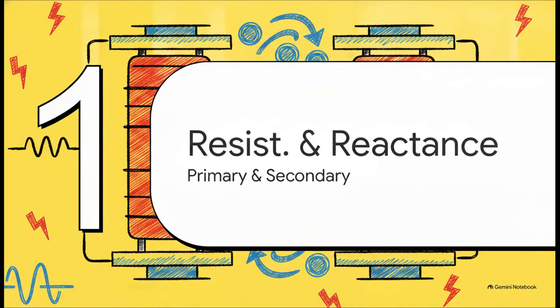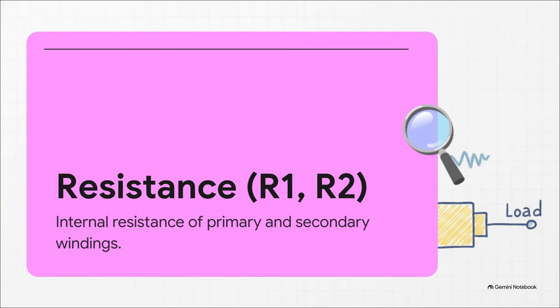All right, Section 1, Transformer Resistance and Reactance. Think of a transformer as essentially two separate electrically isolated windings. Now, every real-world transformer has some natural resistance in its copper coils, right? We represent the resistance of the primary winding as R1 and the secondary winding as R2. As current flows through, this internal resistance naturally causes some voltage drops on both sides.